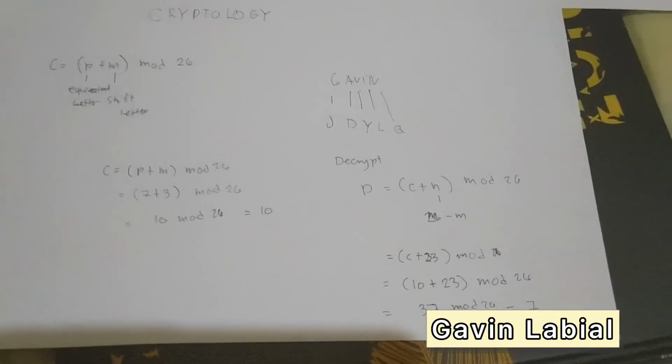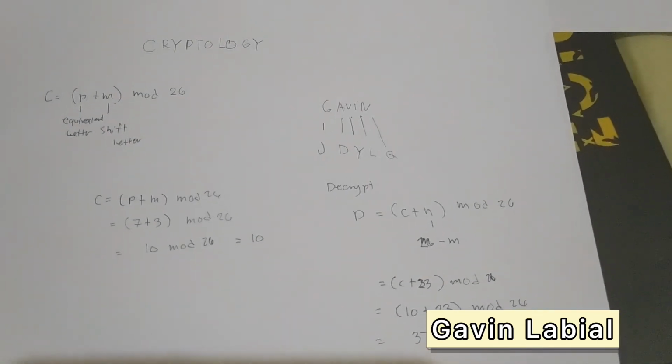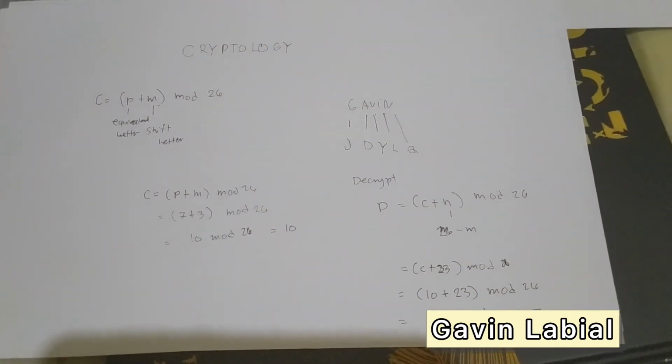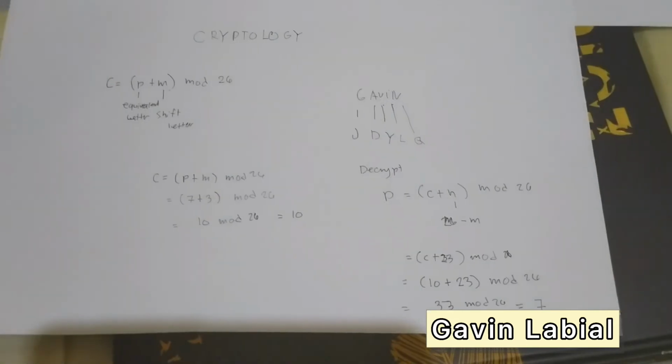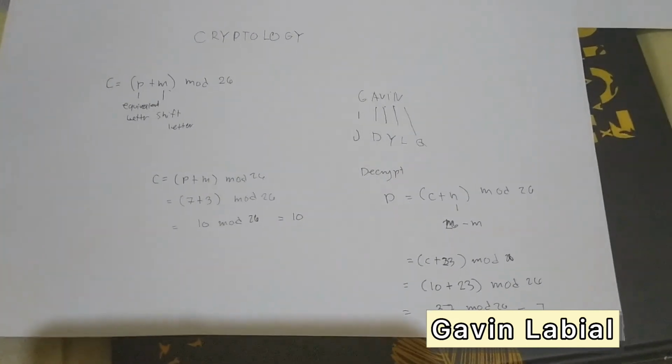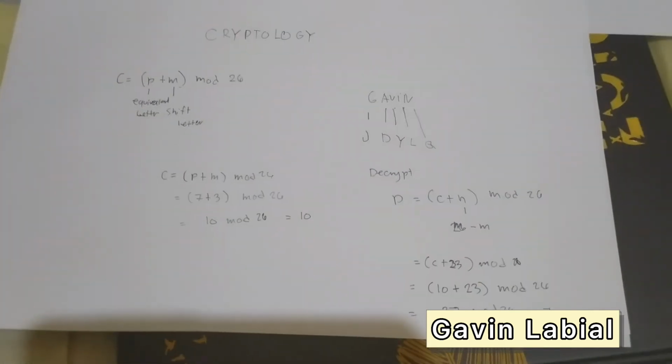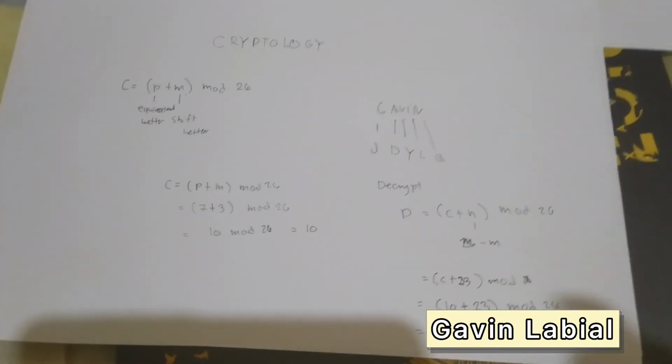So basically, in cryptology, in order to encrypt or decrypt a certain message, we must first learn how many letters the original letter was shifted to get the encrypted or decrypted letter. So that is all for cryptology. I hope you learned a lot.